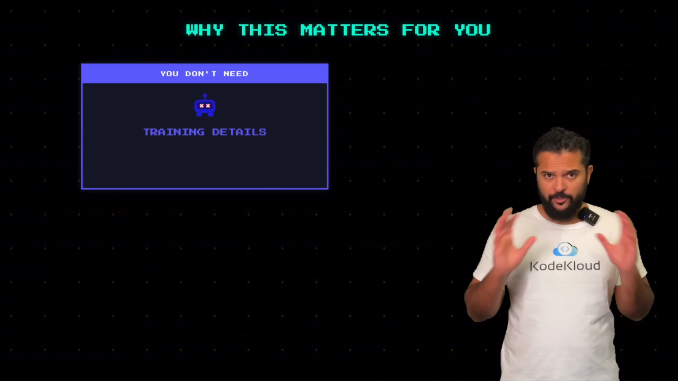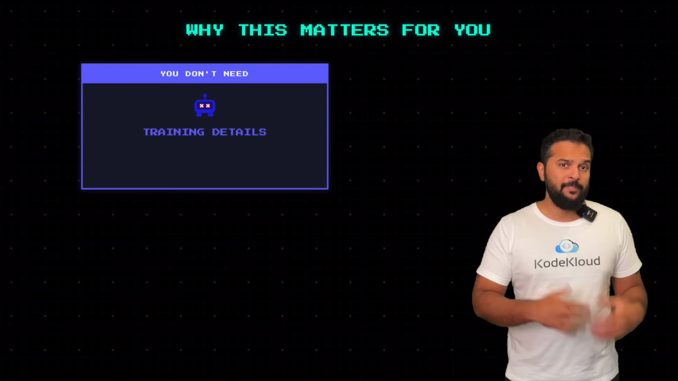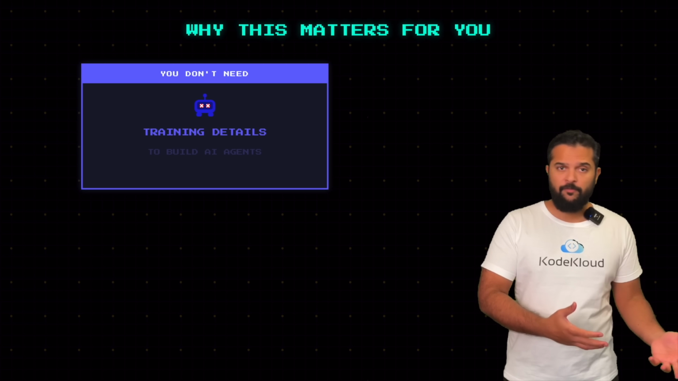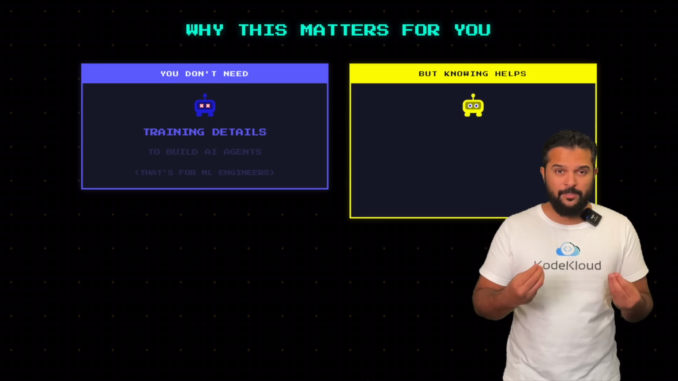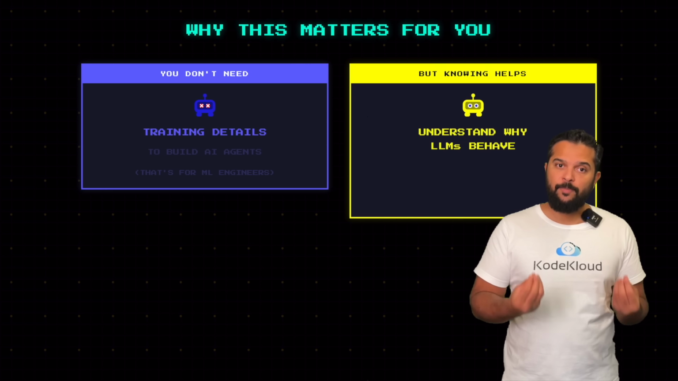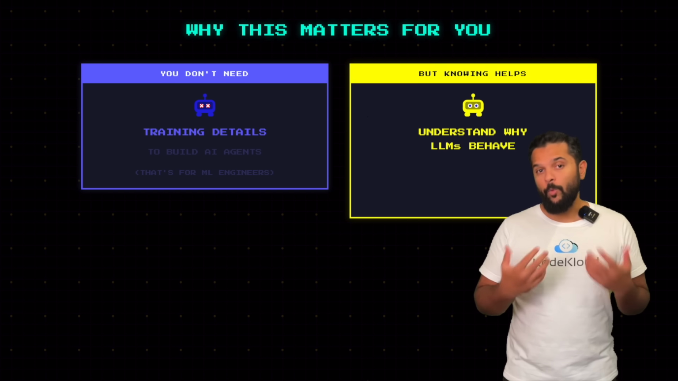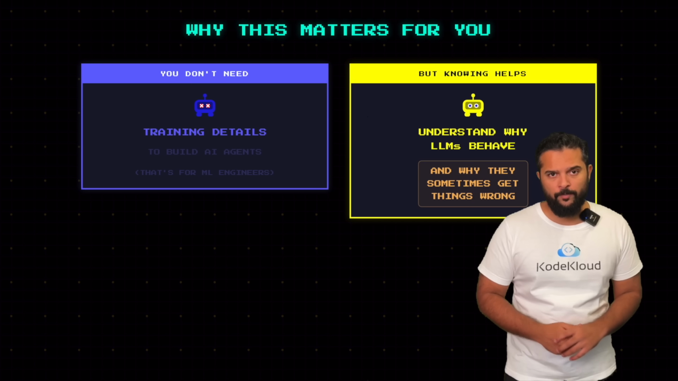Again, you don't need to understand training in detail to build AI agents. That's the job of machine learning engineers who create these models. But knowing how it works helps you understand why LLMs behave the way they do and why they sometimes get things wrong. Now, to give you a sense of scale, look at how quickly these models grew.